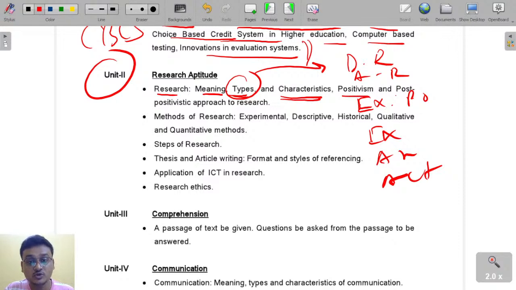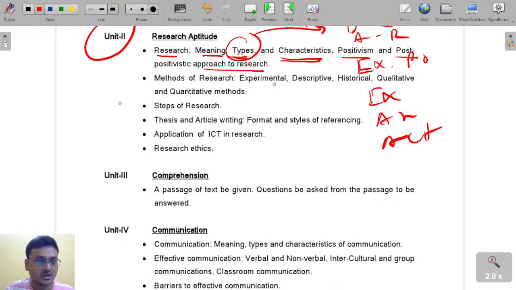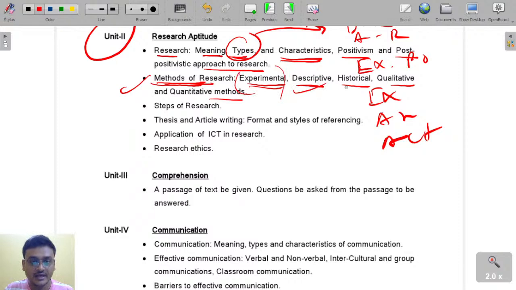Then positivism, what is positivism, and approaches to research. There are several types of approach to research. I also will be covering all these things. Then the methods of research, that is, how a research is conducted. That is experimental method, like in a laboratory, descriptive method, historical, qualitative and quantitative. These are the methods you need to study.